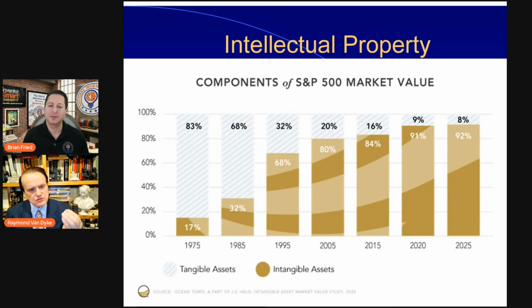This is the demonstration of how our society has changed since 1975. In 1975, 83% of a company's worth was tied up in physical things, and only 17% was intellectual property. But look how that's changed. In 2025 now, you have 92% of a company's valuation tied up in intellectual property, and 8% in physical things, like land, equipment, whatever.